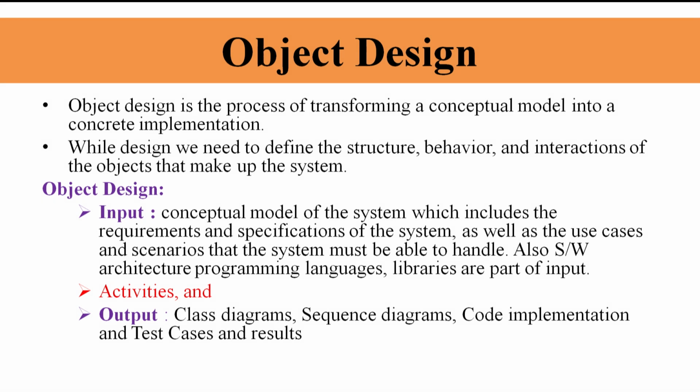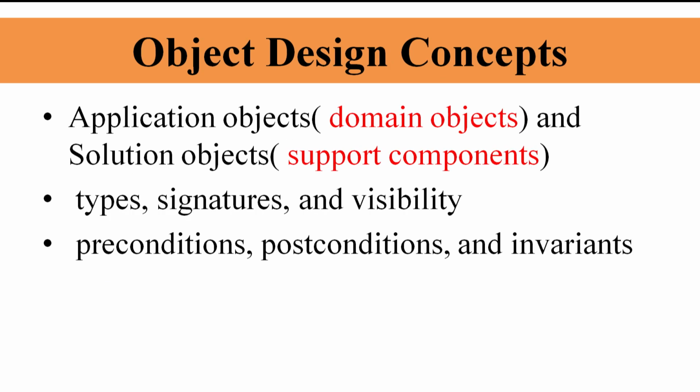The second point, and the third is the output. As output we get the class diagram, sequence diagram, code implementation, test cases and the results of the test cases. So these are the basic activities we go through when we are designing the objects.